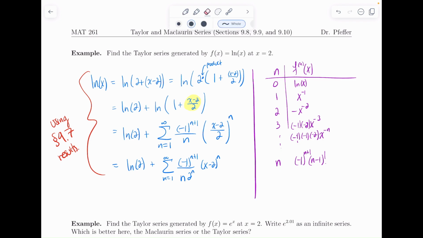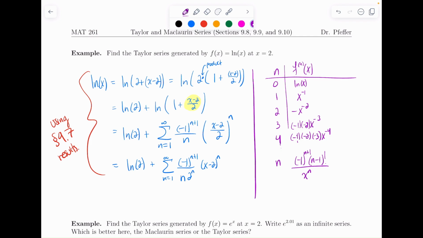So this, we'll just rewrite this. So this is going to give me negative 2, negative 3, x to the negative 4 for n equals 4. So we're going to get negative 1 to the n plus 1, n minus 1 factorial, and then on the bottom we get an x to the n.